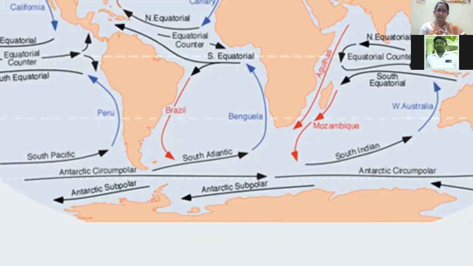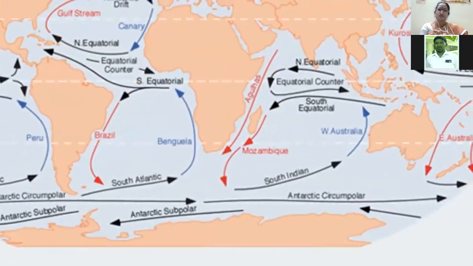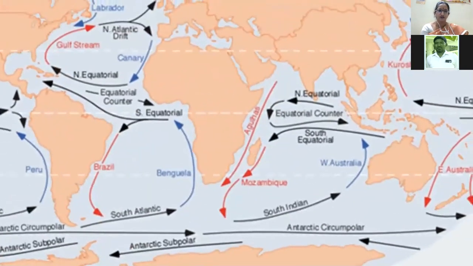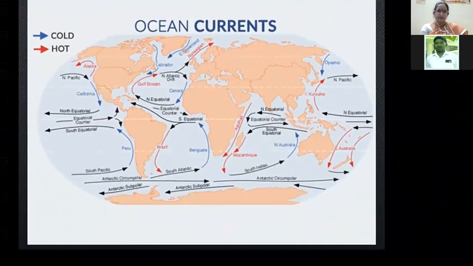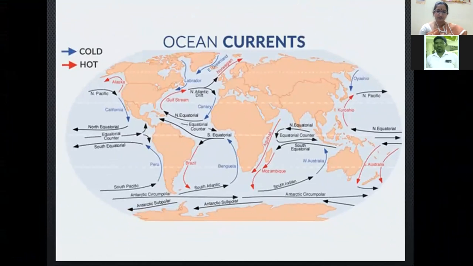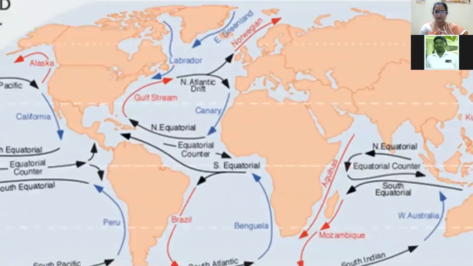One more thing we have to learn here is that there is a small difference between a stream and a drift. If you observe near North America, they gave Gulf Stream. Beside it we see the North Atlantic Drift. Why is it called a stream and why is it called a drift? The ocean water current which flows speedily is called a stream. The Gulf Stream moves very fast, that's why it is called a stream, and as it is in the Gulf region, it is called the Gulf Stream. When it comes to a drift, it is moving slowly, so that's why it is called a drift. When it flows very fast, it is called a stream. When it flows very slowly, it is called a drift.